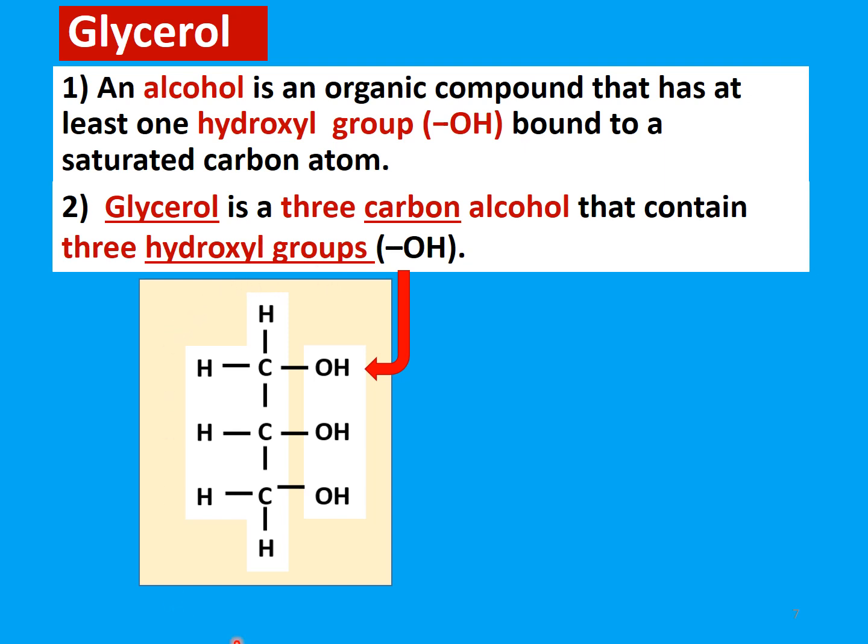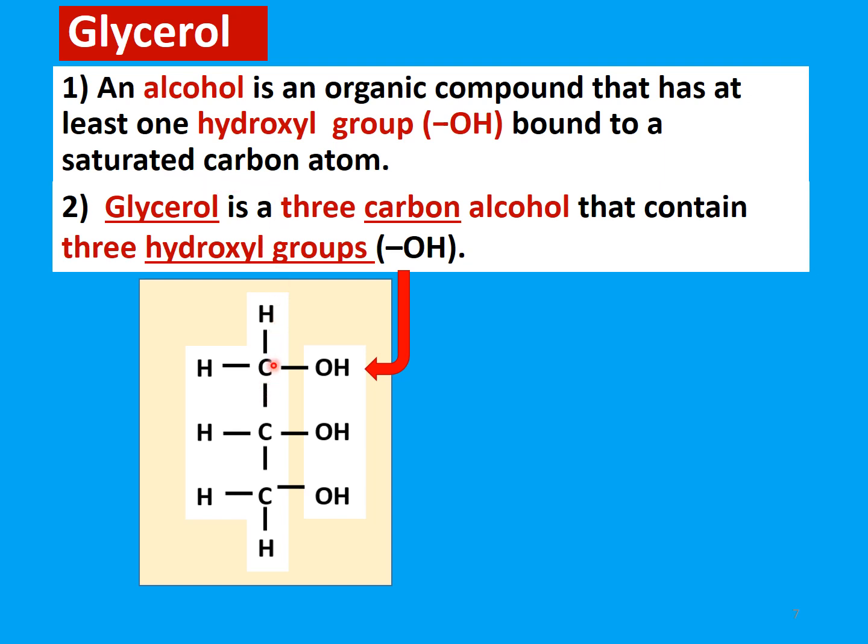So this is the molecular structure of glycerol. You can see 3 carbon atoms in this alcohol, and on the left hand side, the carbon forms bonds with hydrogen, and also down here and up here. Then on the right hand side, it forms bonds with hydroxyl groups, 1, 2, and 3. So as long as there's at least one hydroxyl group, it would be called an alcohol. It's called an alcohol because it has hydroxyl groups here, and it's bound to a saturated carbon atom.